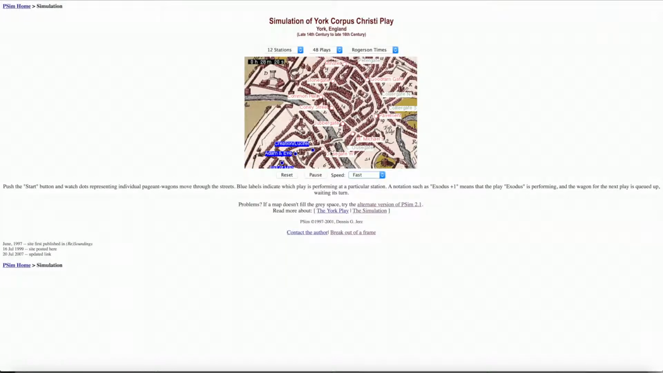And so an audience would go to one of these stations, and the first wagon would come by and give its performance. And that would be the very beginning of what's called salvation history. So it would be the creation of the world. And then it would move on to the next station, and the next play, the fall of Adam and Eve it might be, would show up at that station and give their performance. And they would move on to the next play.